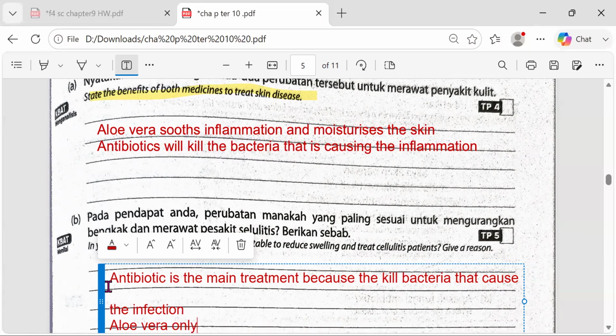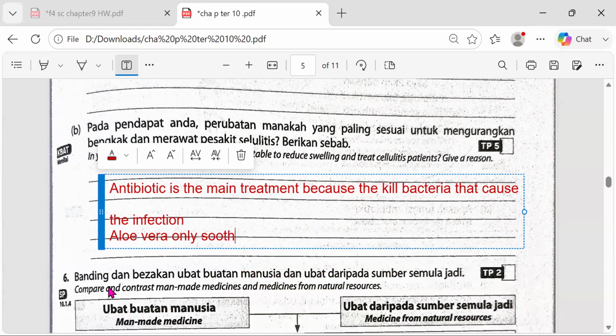Aloe vera only suits the symptoms without treating the infection.